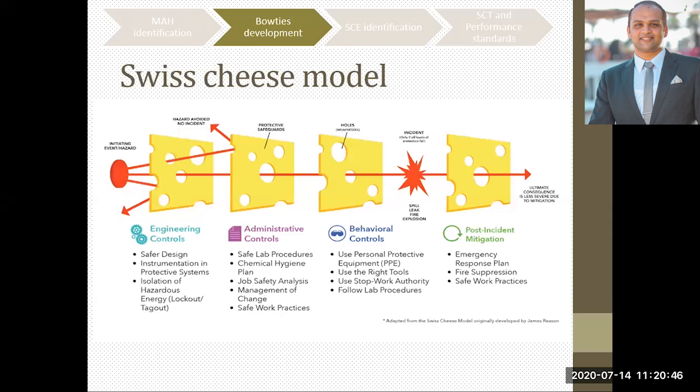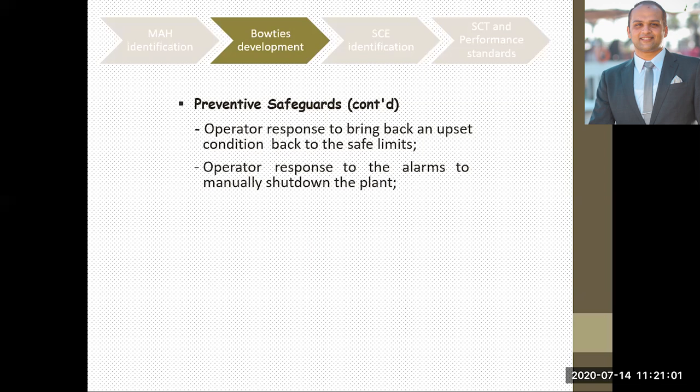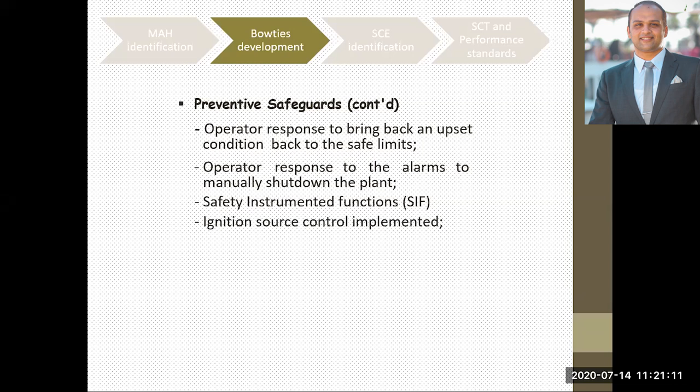Preventive safety safeguards, we spoke about it. Preventive, to prevent the top event from happening from a threat. The types of it: operator response to bring upset conditions back to safe limits. Operator response in general to any alarm is a preventive safeguard. SIFs, where we spoke about safety instrumented systems or functions, are still a type of preventive.